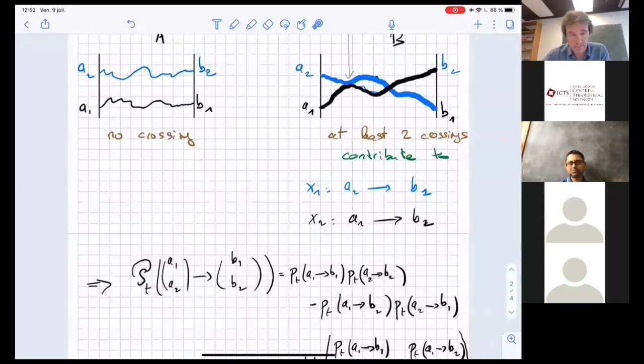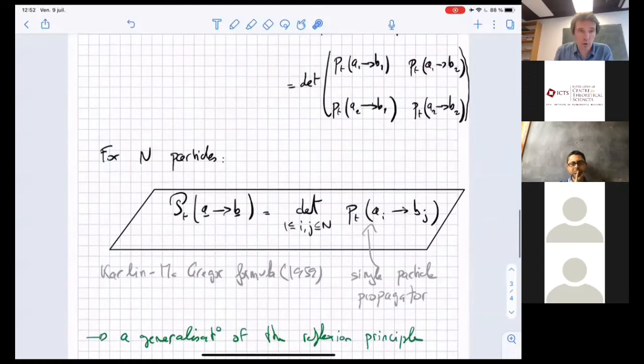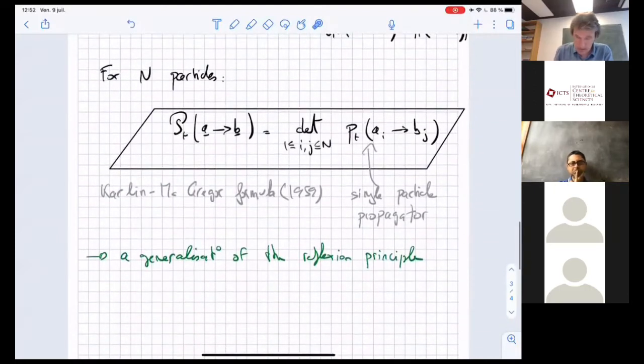Does that mean that this PT should be thought of as some short time propagator where we only have one crossing, and then when you compose for the larger time trajectories, you have to multiply these determinants? Yes, that's one way to think about it. That also means that this type of argument assumes that I have a Markov property, right? Essentially everything that happens before the crossing and after the crossing is completely independent. This is only true for Markov processes, which is the case of Brownian motion. So this Karlin-McGregor formula would not work for a non-Markov process.